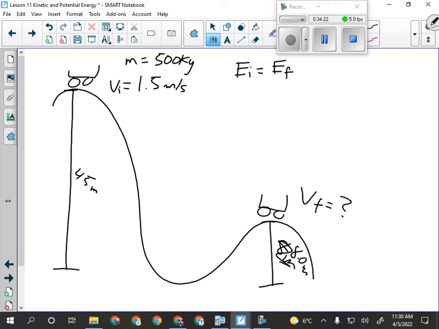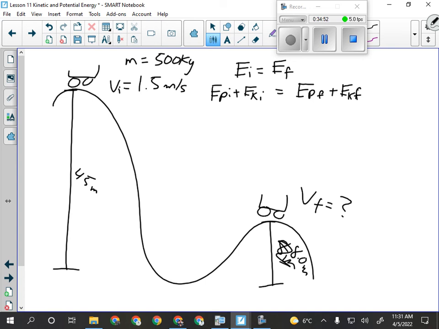So, the mechanical energy initial of the roller coaster will be its initial potential plus its initial kinetic, and that will equal its final potential plus its final kinetic. Okay, everybody with me so far? All right, so it looks kind of like a work energy theorem question, except instead of there being a difference between initial and final, they're equal. Okay, so we can expand that out even further to look like this.